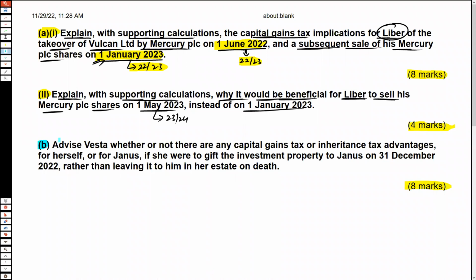Requirement B is advise Vesta whether or not there could be two possibilities. There are any capital gains tax or inheritance tax advantages. You are not required to discuss disadvantages. It's a very, very important thing. If the examiner has asked you, there are always pros and cons for everything. But if you stick with the requirement, if you work requirement specific, surely you will not be ignoring, because advantages have been asked. What are the IHT and CGT advantages for herself?